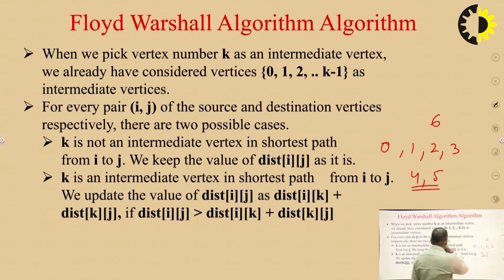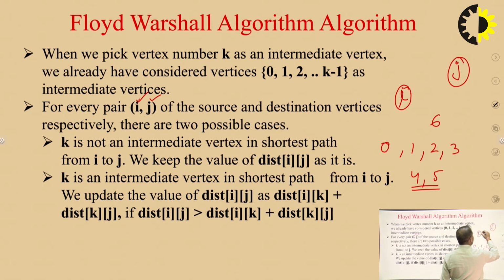Here i is the source vertex and j is the destination vertex. That means at the present condition, we are at vertex i and we want to move to vertex j by an edge like this, and if we mark here 4, this is called the weight of this edge. In the first case, k is not an intermediate vertex in the shortest path from i to j. We keep the value of distance i j as it is.